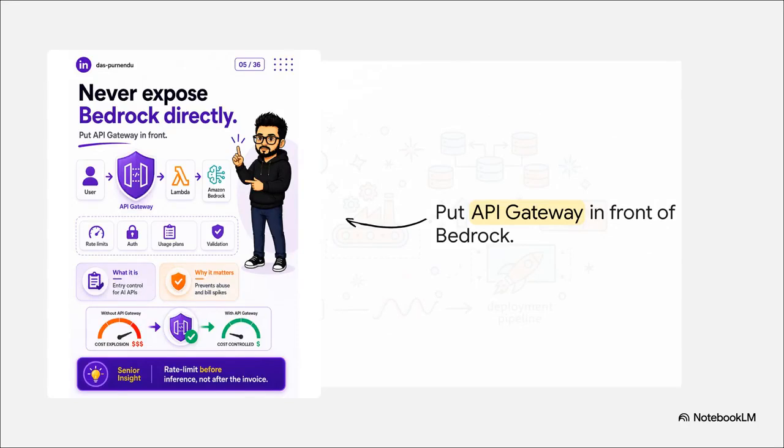We start at the very edge, right where the user actually meets your AI system. This is where you lay down your primary defenses. The golden architectural rule here: never, ever expose Amazon Bedrock directly to your end users. Instead, you've got to put API Gateway right in front of it to act as your bouncer. It handles auth, validates incoming data, and manages usage plans. Without this gateway, you're risking a massive cost explosion from unchecked API hits.